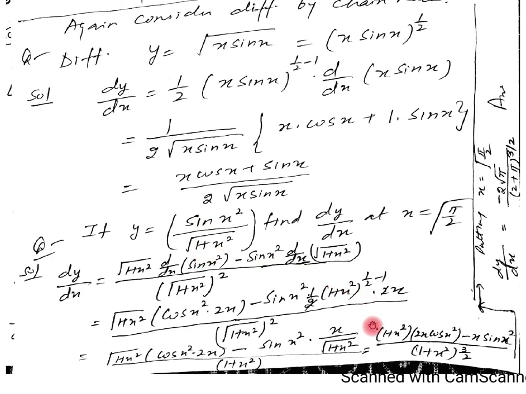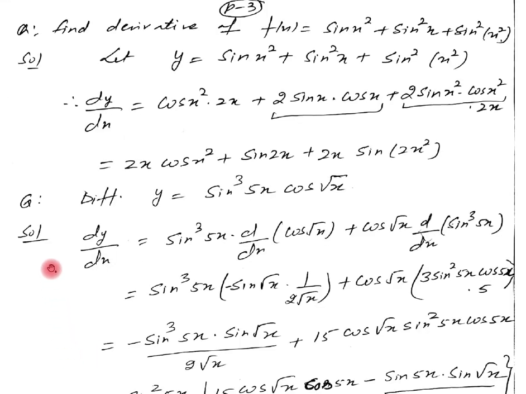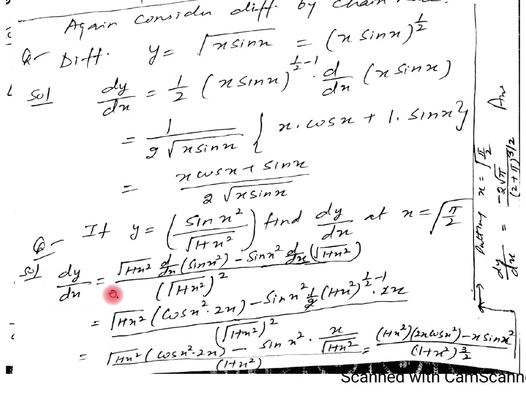Now in this we have to put x equal to under root pi by 2. Putting x equal to under root pi by 2 and simplifying here, we get dy by dx equal to minus 2 under root pi upon (2 plus pi) whole power 3 by 2. This is how to find the derivative of this function. This question can be asked in the exam either as a 2 marks question or even as a 4 marks question.